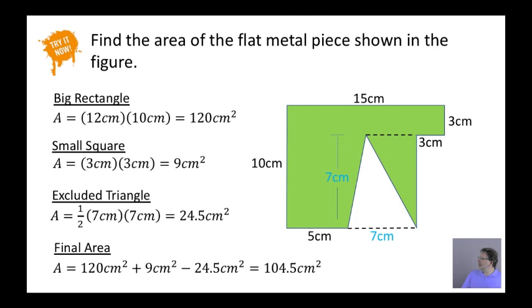And what's the height of that triangle there? It's 10 centimeters from the left-hand side minus 3 centimeters from that square in the upper right to give us 7 centimeters for the height of that triangle. So 1/2 base times height, 1/2 times 7 times 7, that's 24.5 square centimeters. That's the amount that we are going to subtract off from our big rectangle and small square total to give us 104.5 square centimeters. Well, that's as tough as the problems have gotten here today.